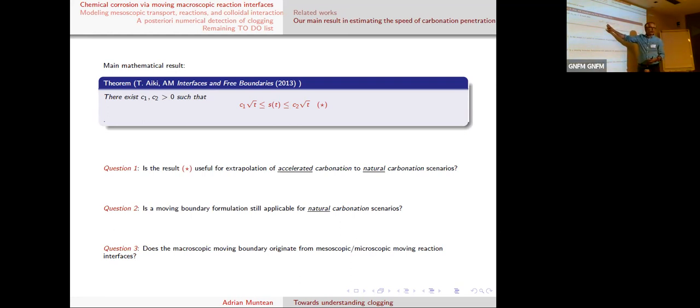So it's more than a large time behavior. Large time is what happens mathematically when t goes to infinity. But this is much, much richer. It gives you the intermediate scales. It also gives you the expected order of the speed.